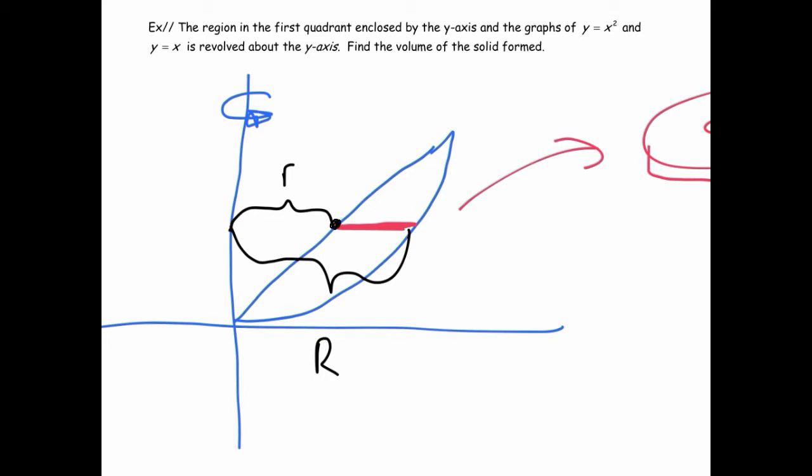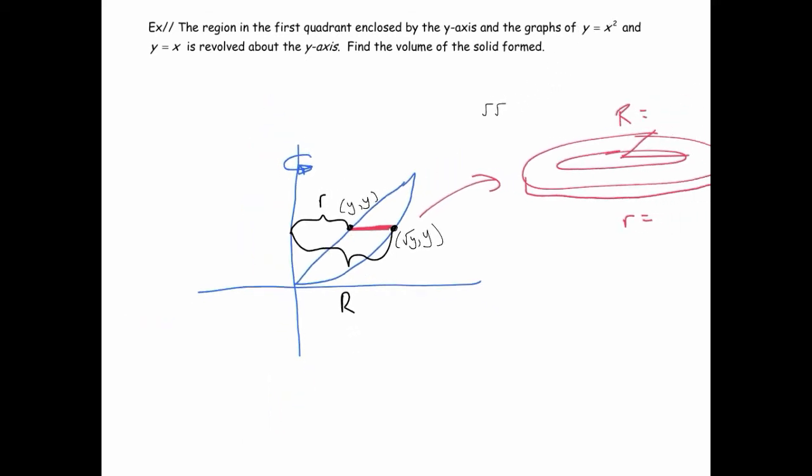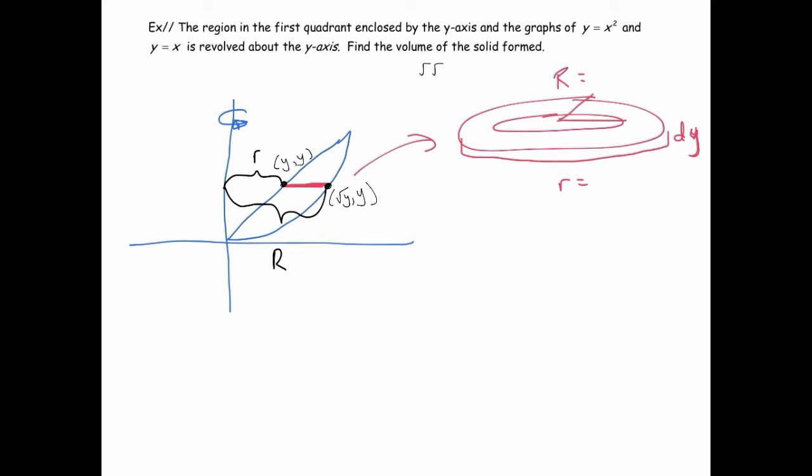That point has coordinates. Yes, this is the line y equals x, but if I want to name that point, I'm going to name it y comma y, because the y coordinate is the same as the x coordinate if it's on the graph of y equals x. And I'm going to name this point here, not x comma x squared. Its name in terms of y would be square root of y comma y. That's just if you solve this equation up here for x, the x coordinate is the square root of y and the y coordinate is y. So with that in mind, we can now describe this distance, the little r, as just y, because that's just the x coordinate of this point minus the x coordinate of this point, which is y minus 0. And big R would have a radius of square root of y.